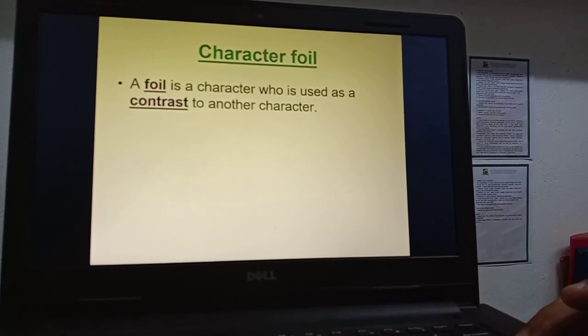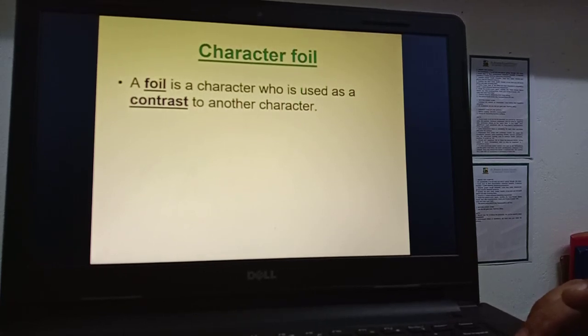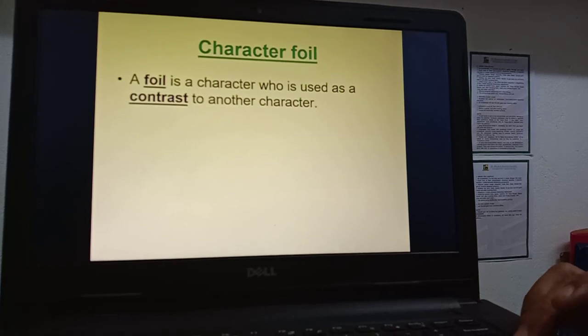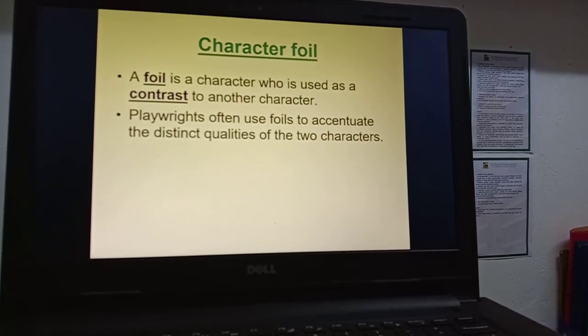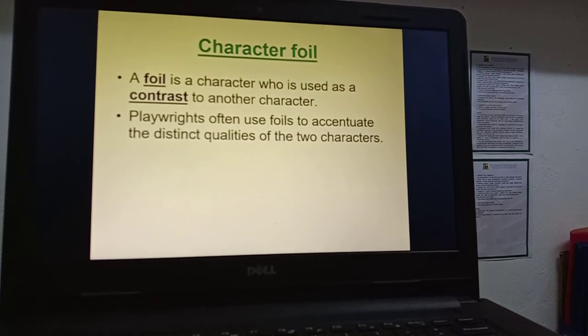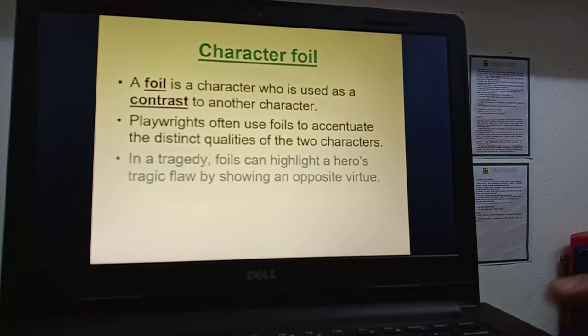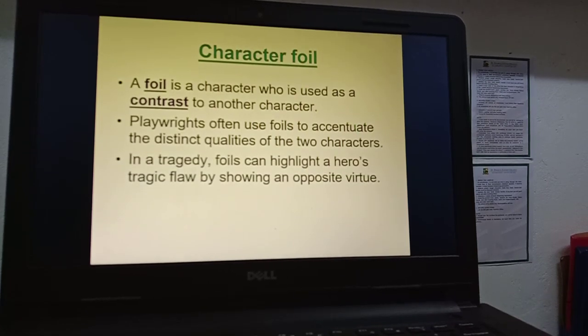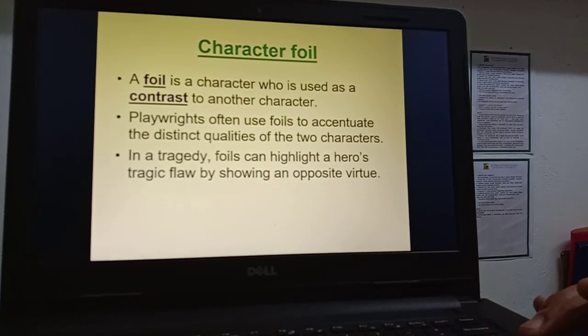A foil is a character who is used as a contrast to another character. So kung mayroong bida, dapat mayroon ding kontrabida. Playwrights often use foils to accentuate the distinct qualities of two characters. And in a tragedy, foils can highlight a hero's tragic flaws by showing an opposite virtue.